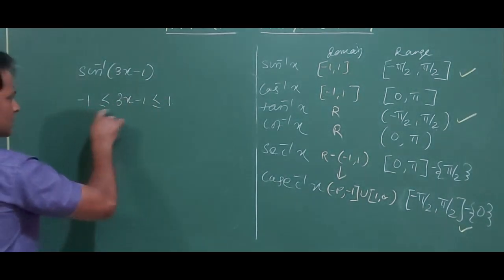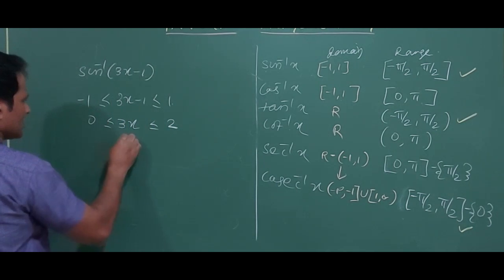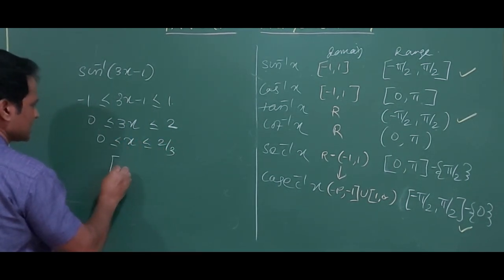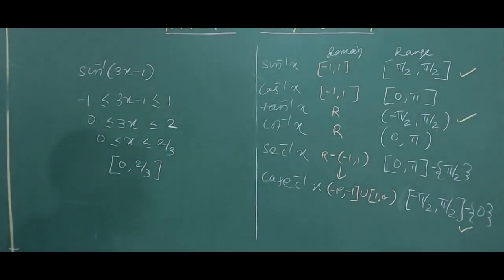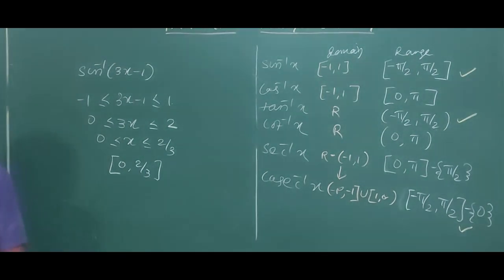Add 1 to all three parts. 3x is less than or equal to 2 and greater than or equal to 0. So x is less than or equal to 2 by 3 and greater than or equal to 0. My domain answer is 0 to 2 by 3. That's the answer for sin inverse of 3x minus 1. So simple it is.